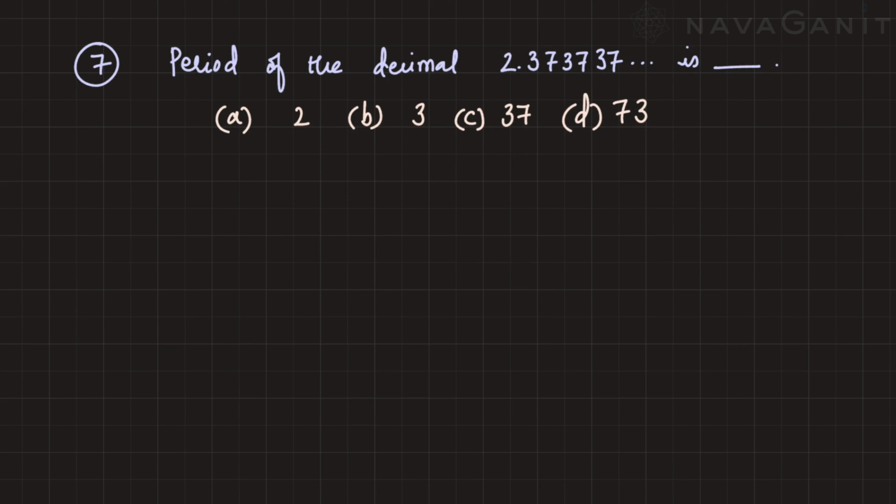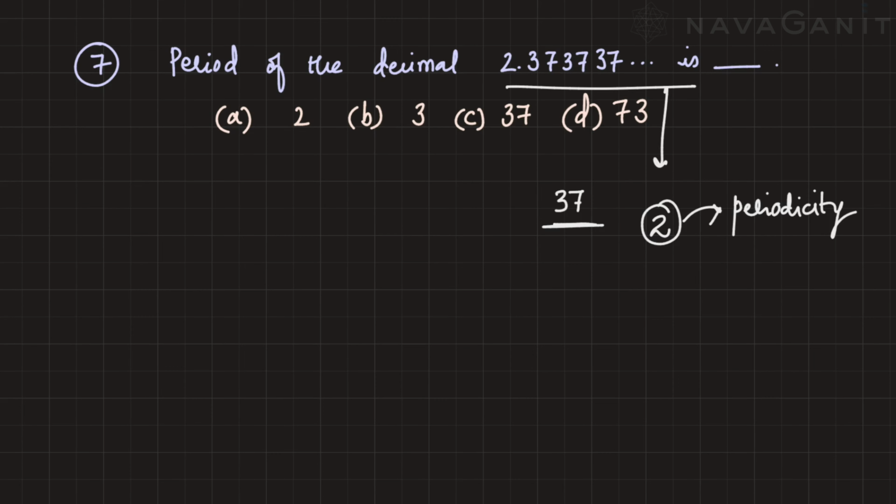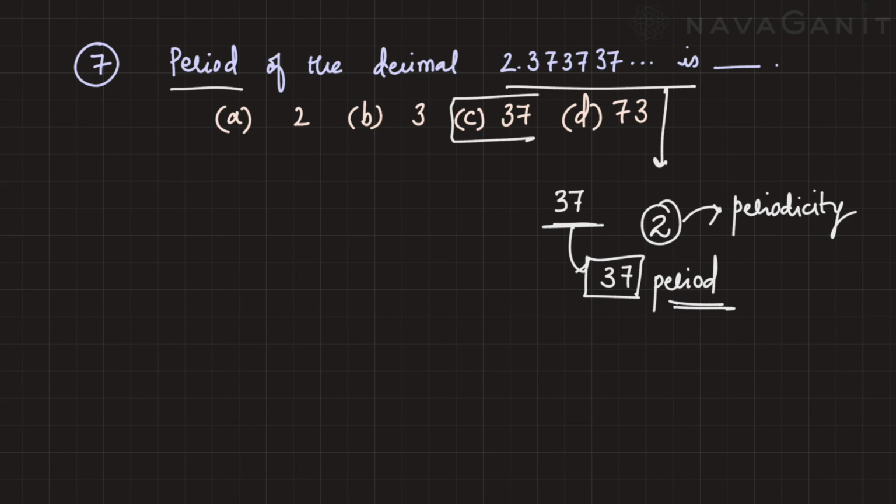Now what is the period of the decimal 2.373737 and so on? The repeating part in this decimal number is 37. Now the length of this block is 2. So 2 is the periodicity. The block itself is 37. So the block itself is called the period. In this problem we are asked what the period is. So the correct answer is C, that is 37.